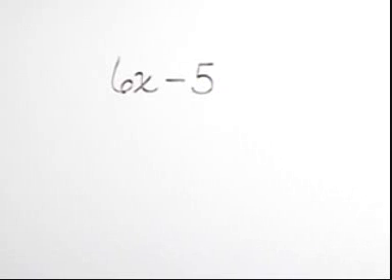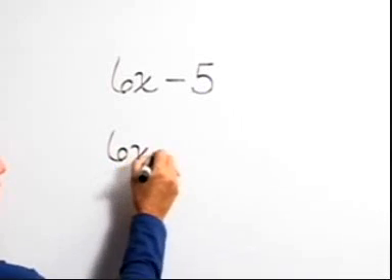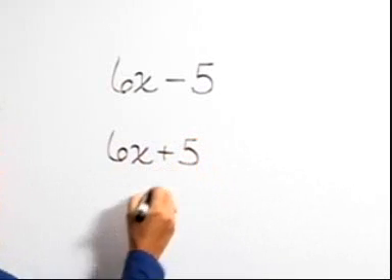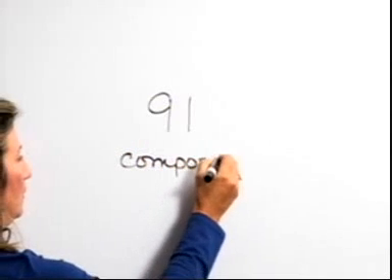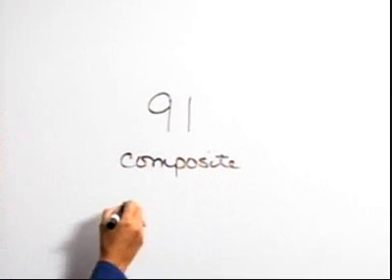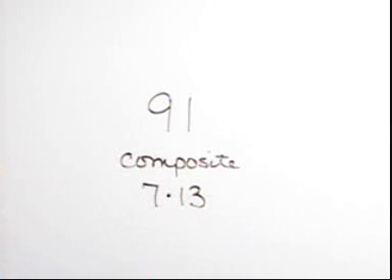What is the conjugate of 6x minus 5? It's going to have the opposite sign, so the conjugate would be 6x plus 5. Determine if 91 is prime, composite, or neither. It's composite, and it's composite because it can break down into the factors of 7 times 13.